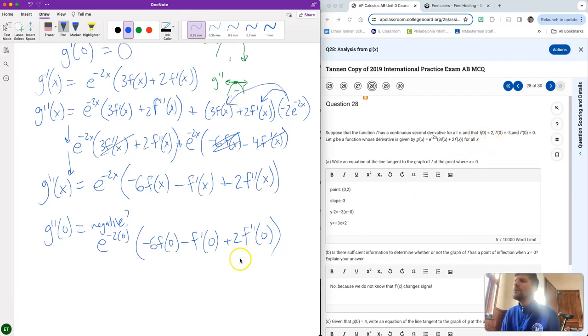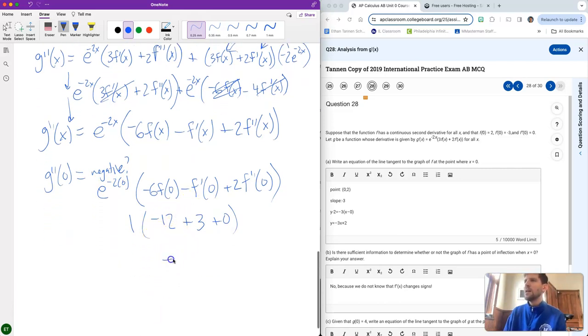Okay, check this out. So f of 0 we already said is 2, so that becomes negative 12. F prime of 0 is negative 3, so minus negative 3 becomes plus 3. And f double prime of 0 is 0, so that's just 0. This is all just 1. So look at this. I just get negative 9 times 1, which is negative 9.